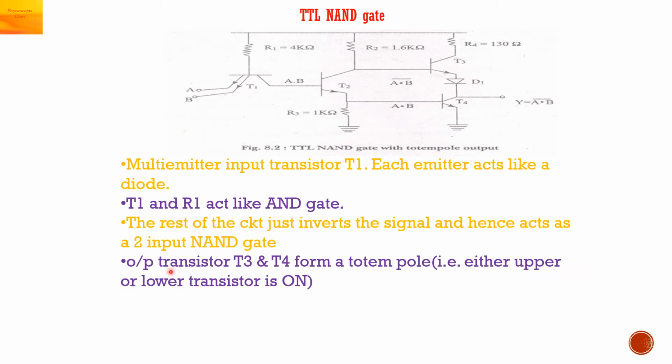The output transistors T3 and T4 form a totem pole, that is, either the upper or the lower transistor is on. When T3 is on, the output is high. But when T4 is on, the output is low. This is the output Y.